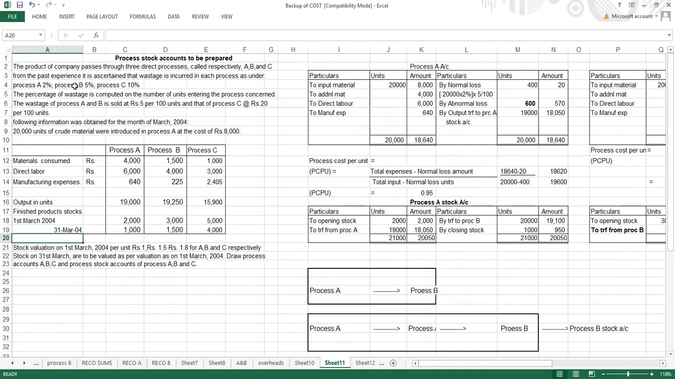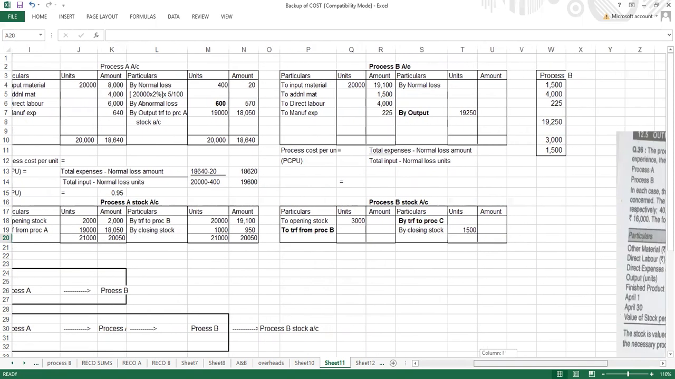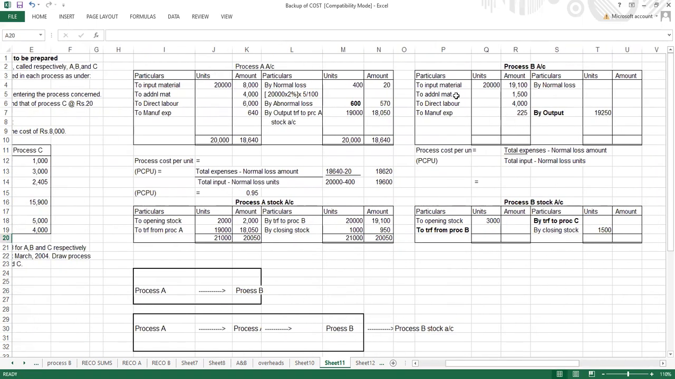Now normal loss is 5% and its rate is 5 by 100. So we'll record this normal loss 5%. 5% of what you will take, students? 5% of input material of this process. So it is 20,000 into 5%. We get the units. So 5% will be 1,000 units, right?